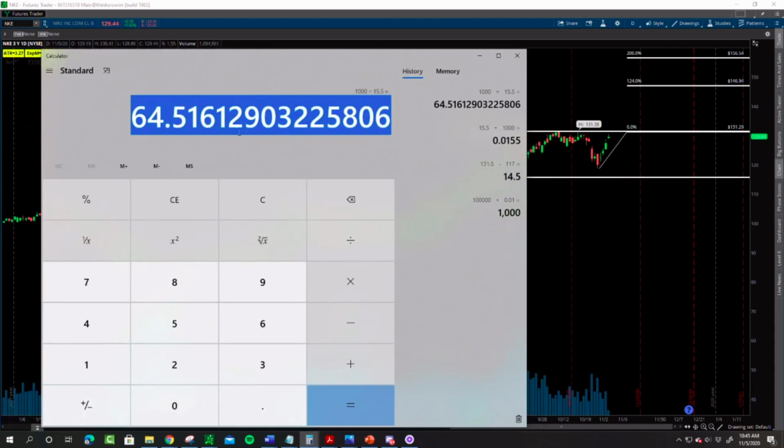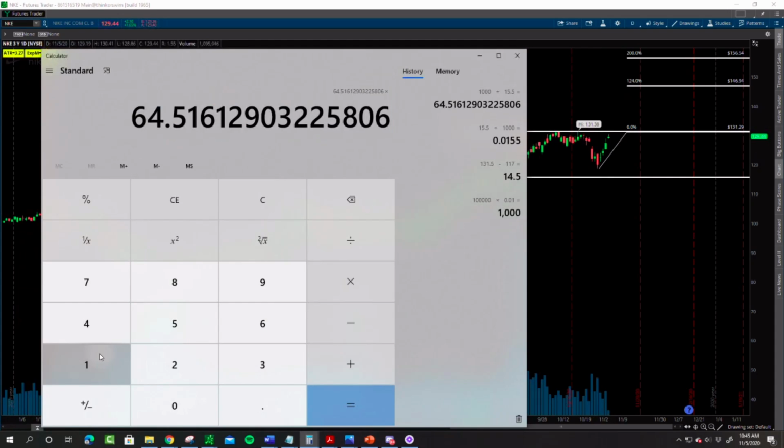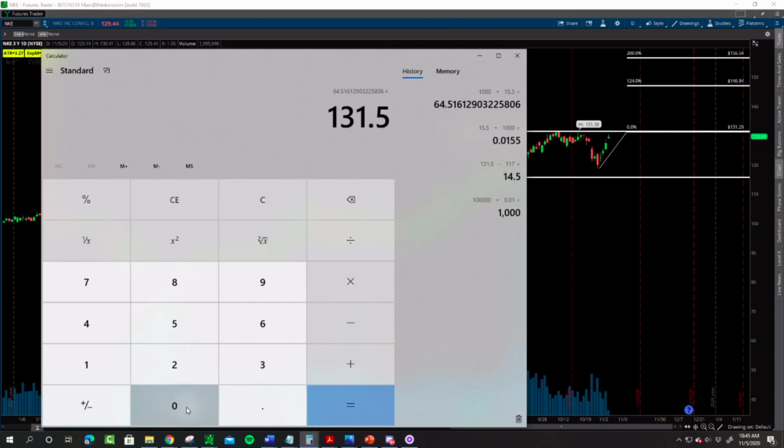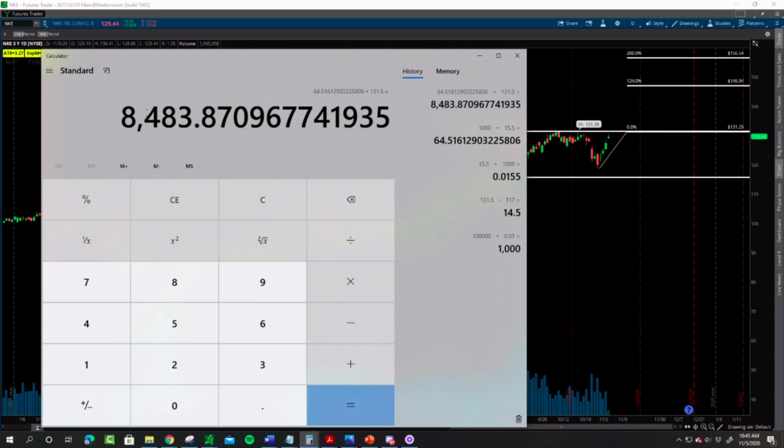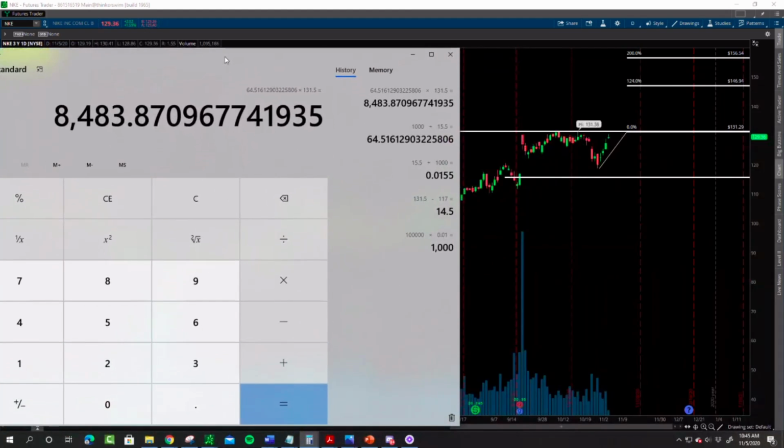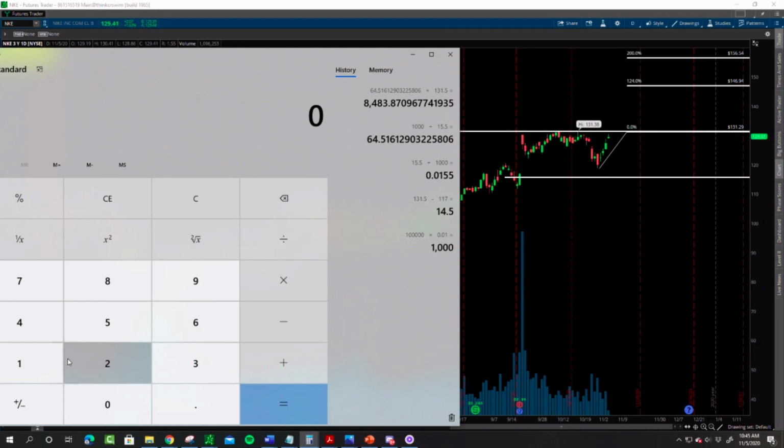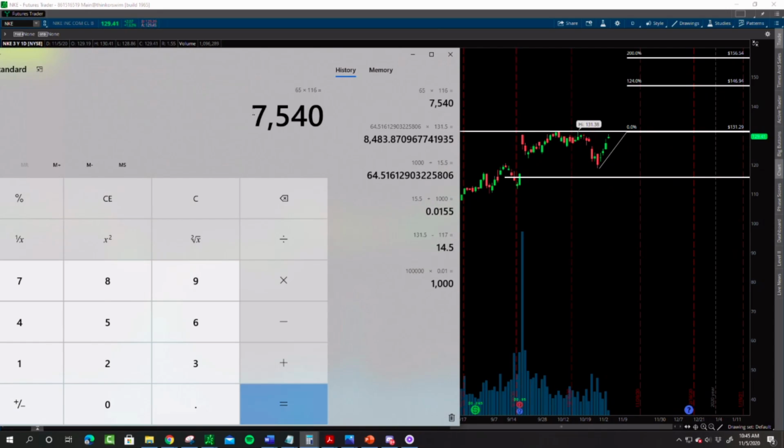Okay. So what that means is if I buy 64 shares at 131.50, we're spending $8,500 roughly. Now, if I go to sell my 65 shares at 116, look what it's worth. It's worth $7,500. So that's how we're always getting to that $1,000 mark.